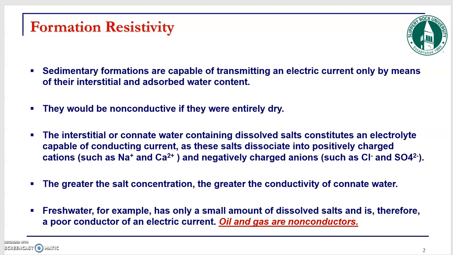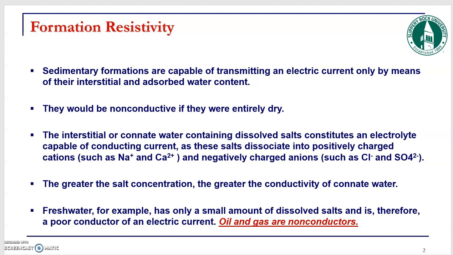It's called formation resistivity, and rocks can basically transmit electrical current. These rocks can transmit electrical current by means of their water content. So the water has some ions, anions and cations, that can transfer the electrical current from one side of the rock to the other side of the rock. The rock itself, if you have a dry rock, if it's entirely dry, then it has infinite resistivity, which means it's not conductive to the electricity.